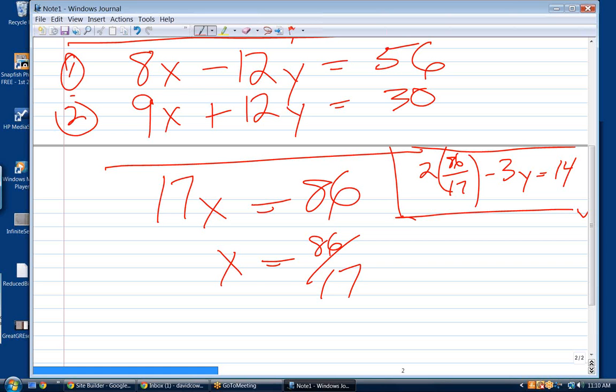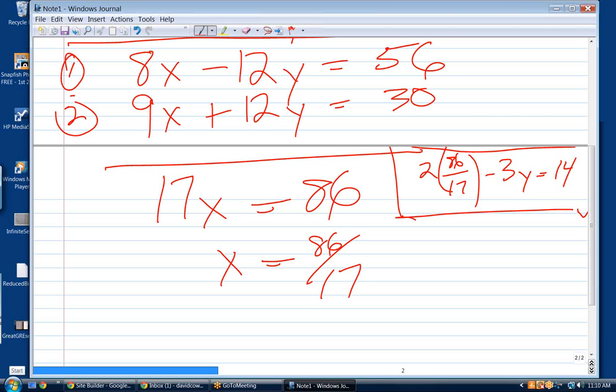I wasn't working off of a problem. If they give you a problem on a test, these numbers most likely will be integers, and it'll be a lot easier to come up with the solution. But the process is exactly the same.